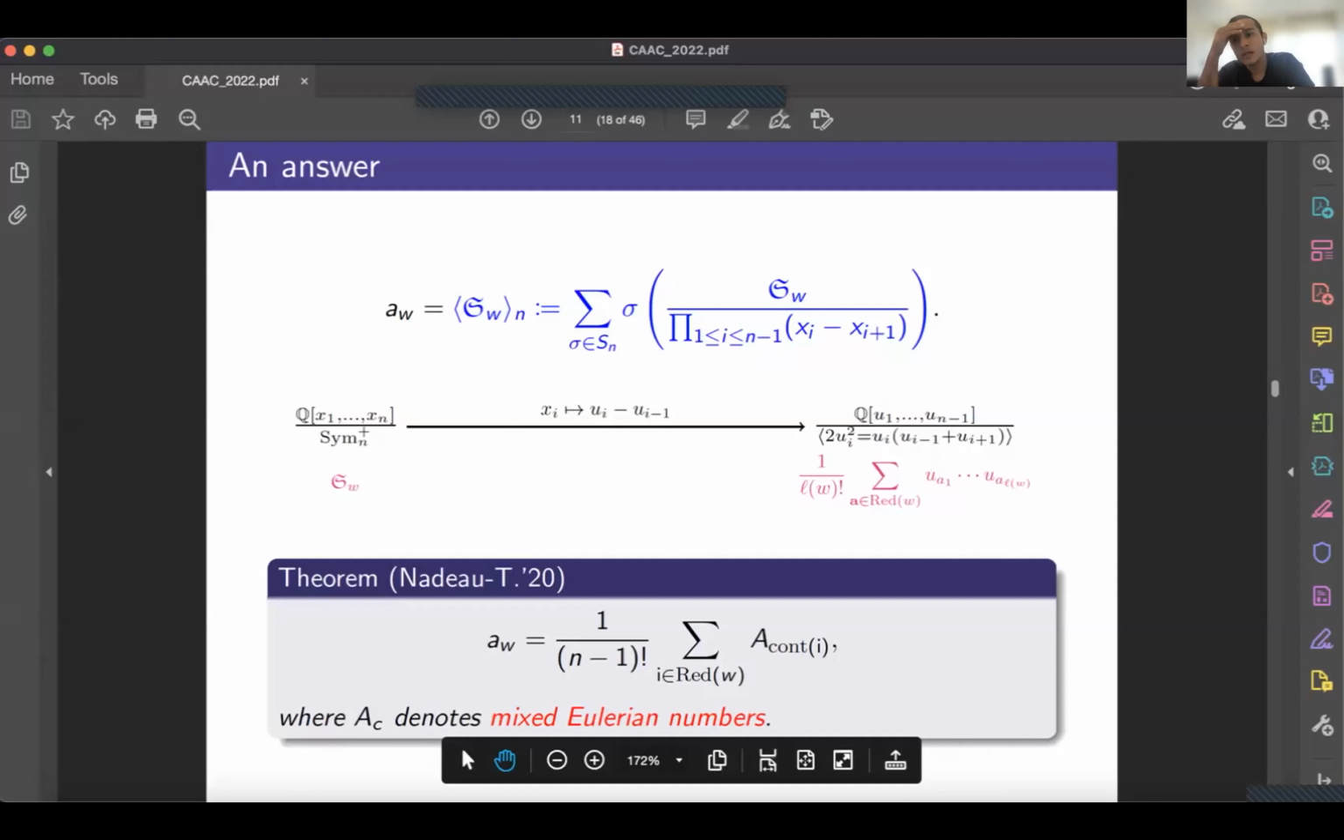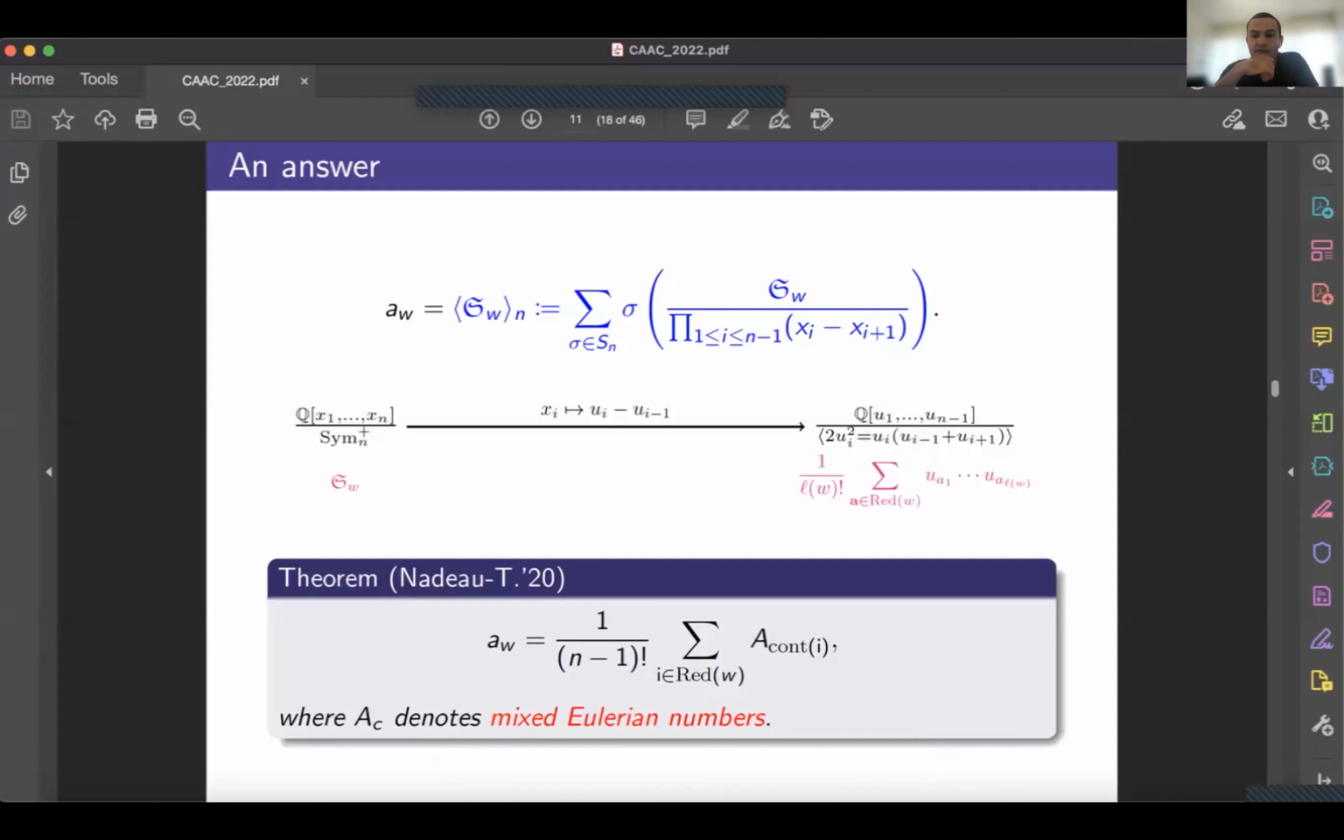Okay. Right, so it's a nice enough expression, but it shouldn't be really satisfactory, because I told you you're supposed to get non-negative integers. This is rational. It's positive, but it's rational. And it's quite unclear why these numbers would come together and then end up being divisible by (n-1) factorial.